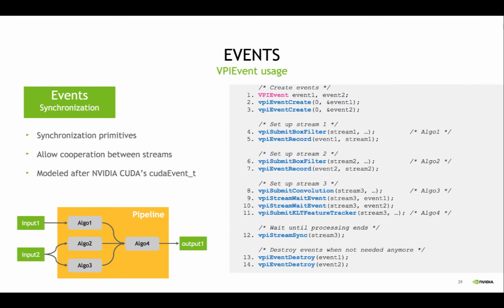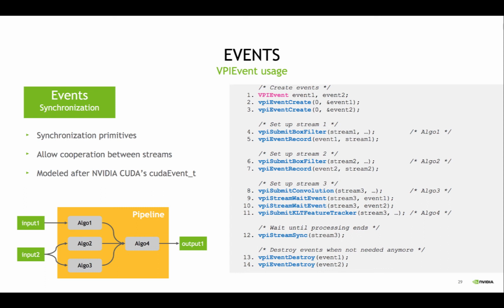Here's how this pipeline translates into code. On lines 2 and 3, we create 2 VPI event objects. For simplicity, we pass 0 as event flags, meaning that the event is enabled for all available backends. Then, on line 4, we start setting up stream 1 by submitting the box filter algorithm and record the stream state on event 1. On line 6, we do the same for stream 2. Just submit a box filter operation and record the stream state on event 2.